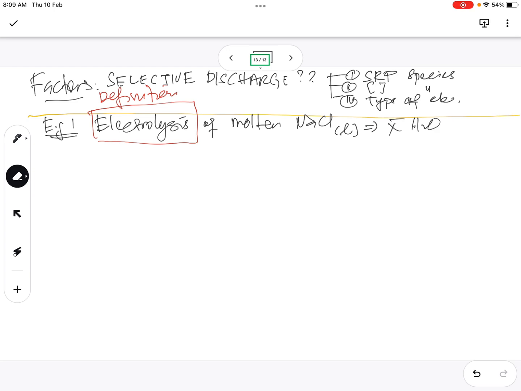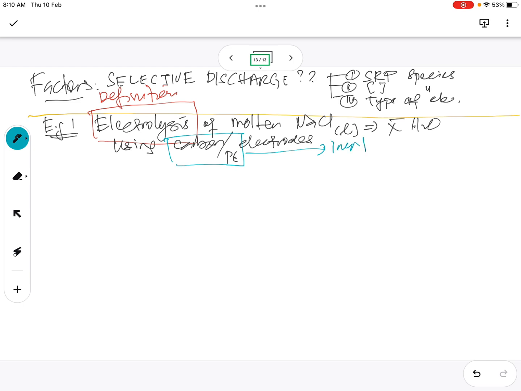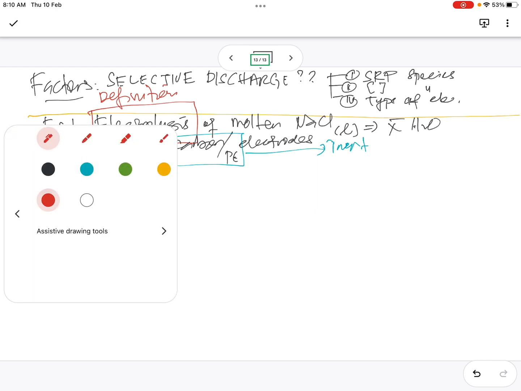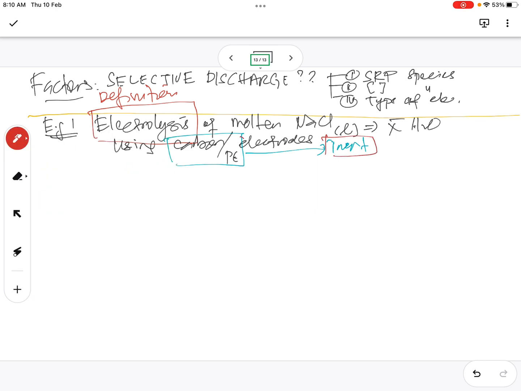Okay, so the process will be like this. Kita assume electrolysis ini of molten sodium chloride using carbon electrodes. Carbon ataupun platinum electrodes dikenali sebagai inert electrodes. Inert maksudnya lengai. What is the meaning of inert? Inert electrode maksudnya electrode yang tidak terlibat dalam tindak balas kimia. Electrodes that do not take part in chemical reaction are known as inert electrodes.